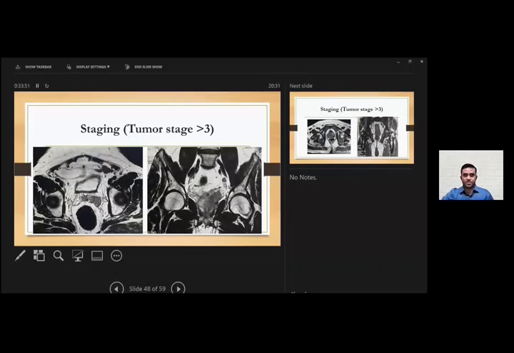Similarly, if we see a lesion which is hypointense in the peripheral zone and causing hypointense signal within the seminal vesicle, as in this case, this is the coronal image. You can see the peripheral zone lesion has infiltrated into the seminal vesicle. That is a stage greater than 3. You can also see lymph nodes on coronal image, and nodes which have a short-axis diameter of 8 mm or more are considered suspicious.